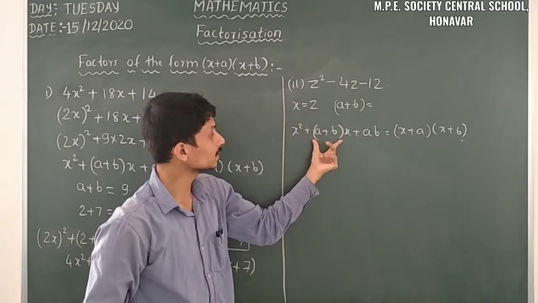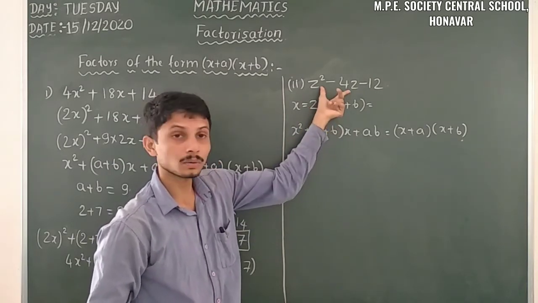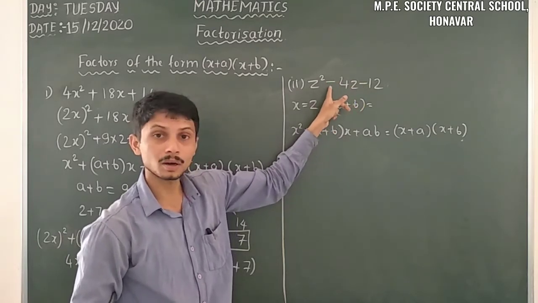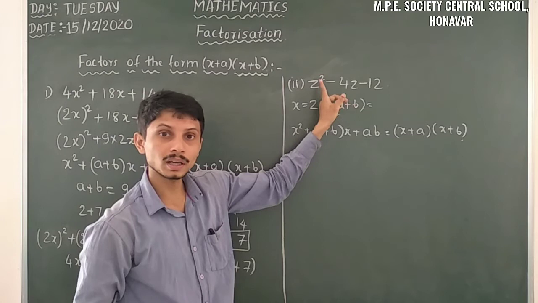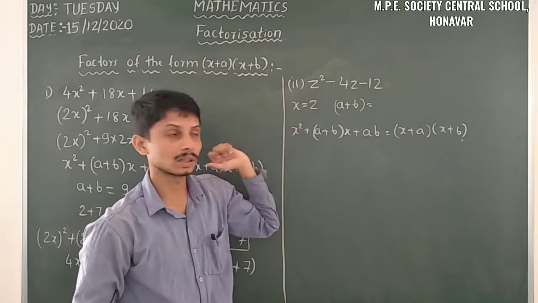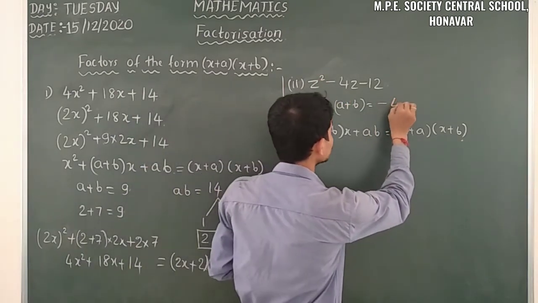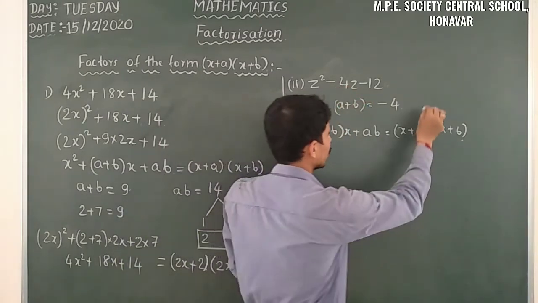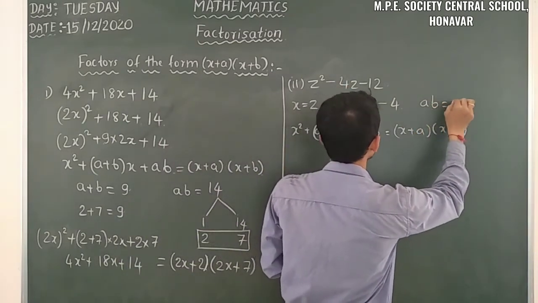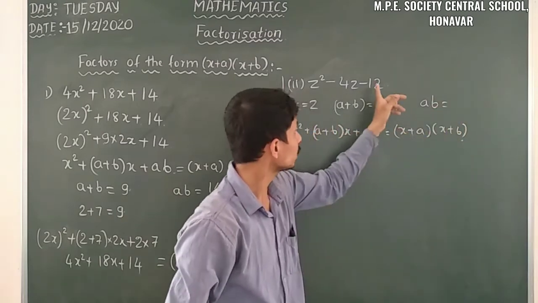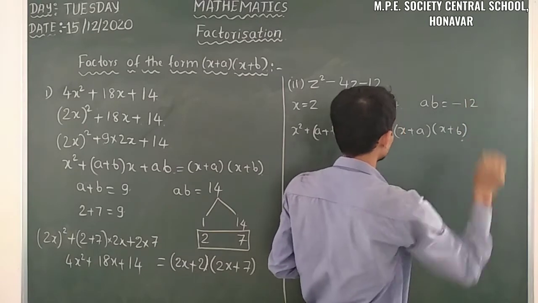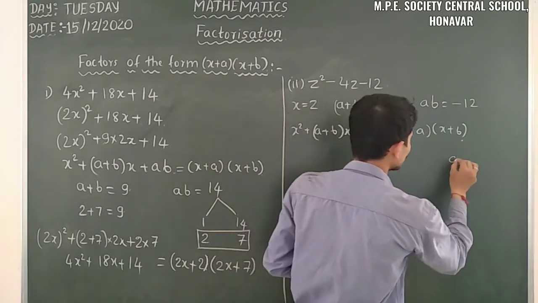So that's why, what's the value of a + b here? Here we not only have to take the 4; along with that we have a minus here. So we have to take that. a + b is equal to minus 4. And what's the value of ab? ab is equal to 12. Not only 12, here we have the minus sign, so we have to take it along with that. So ab is equal to minus 12.